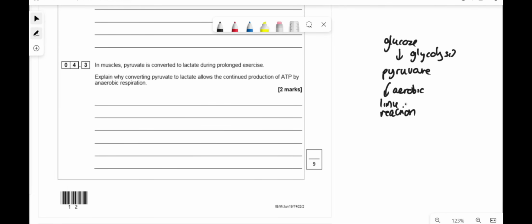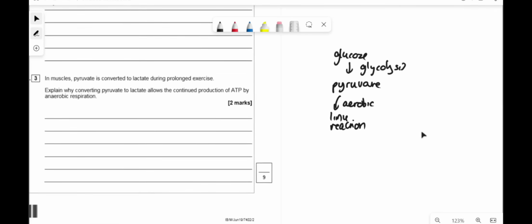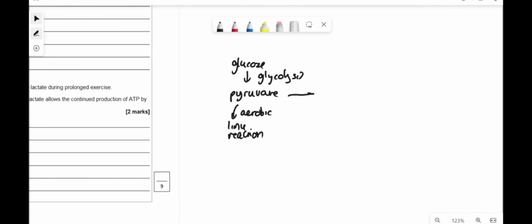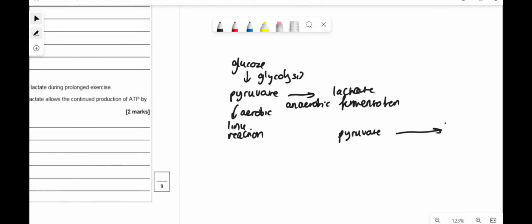So, you've got your Krebs cycle, your oxidative phosphorylation. However, in anaerobic scenarios, what happens? So, anaerobic, you get lactic fermentation. Or lactate fermentation, let's say, sorry. So, what happens is the pyruvate becomes lactate or lactic acid.